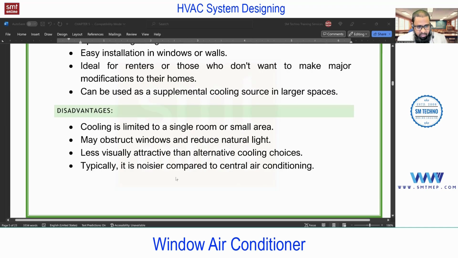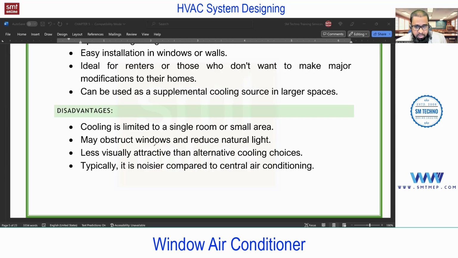Next, if you talk about disadvantages, this is for small rooms only because the capacity is limited, 0.5 to 2 TR in general. So it cannot be used for large spaces. This is for small rooms, and in many locations we call this a room AC. Window AC is also known as a room AC, or a single AC. So don't get confused. Cooling is limited to a single room or a small room.